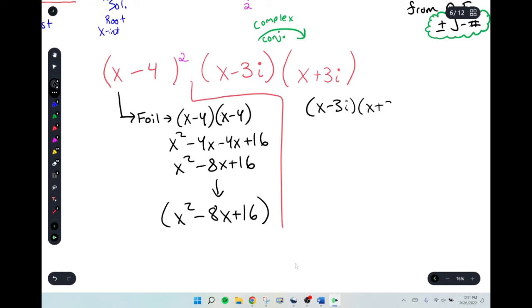x minus 3i times x plus 3i is x squared minus 3ix plus 3ix minus 9i squared.